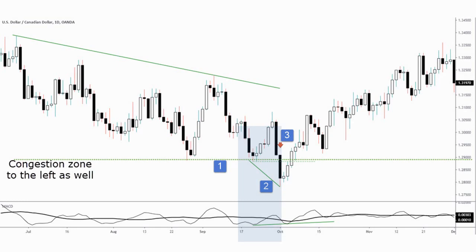At number 2, momentum shows up. It's obvious due to the candlestick formations into the break of support. Price makes a lower low, but the MACD makes a higher low, and that shows divergence is occurring. And number 3, the entry trigger is just a break of the high of the candlestick that broke support.